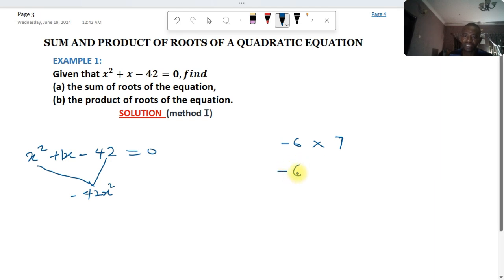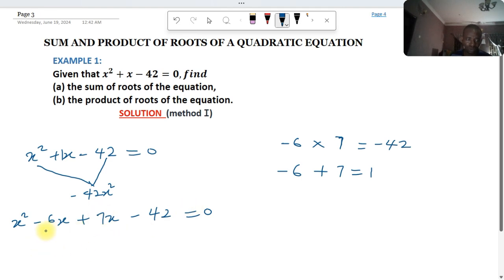minus 6 plus 7, you will obtain 1 as your answer. This will give you negative 42, and this will give you 1. So aim achieved. We have negative 42 and we have positive 1. So I will replace positive 1 by using minus 6 plus 7. So I have x squared, instead of writing positive 1, I have negative 6x plus 7x minus 42 equal to 0.